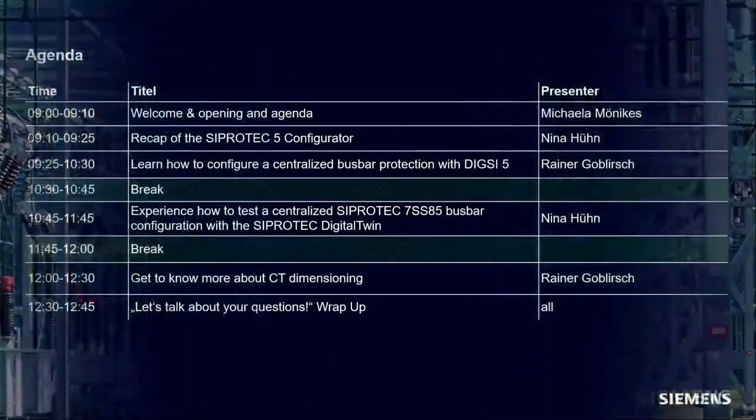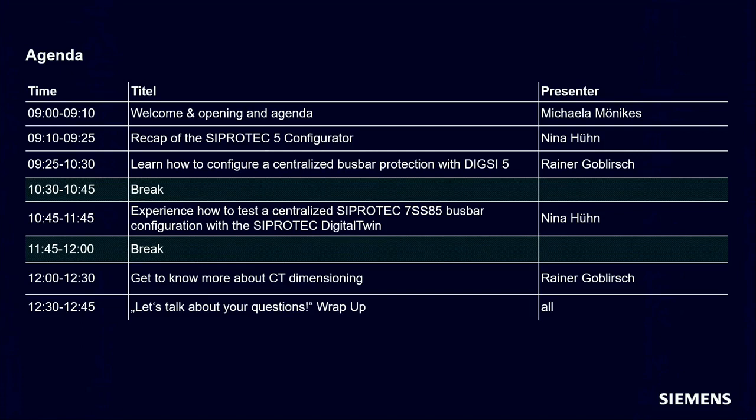And so let's start with a short glimpse into today's agenda. What can you expect from us today? We will start first with a short recap of the SIPROTEC 5 configurator. Nina will give that overview. Then Rainer will continue to bring you knowledge on how to configure a centralized busbar protection with DIGSI 5. Nina will then continue your journey and let you experience how to test the centralized SIPROTEC 7SS85 busbar configuration with a SIPROTEC digital twin. And last but not least, we already mentioned that in the beginning, you will get to know more about the CT dimensioning.